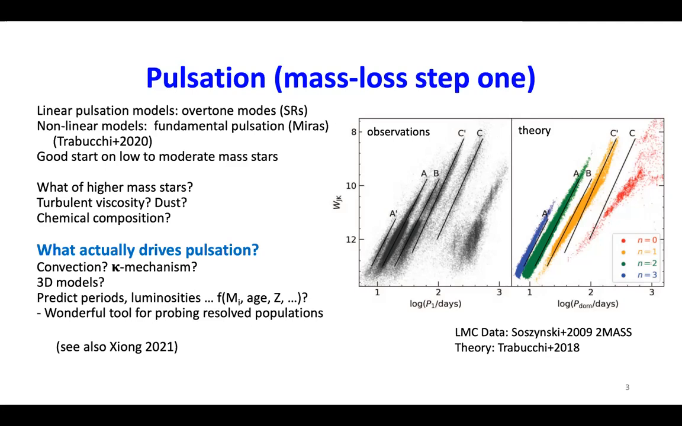I'm not illustrating that, it's a bit too complex. But this is a great start to understanding pulsation, particularly of low mass stars, that is, and those with moderate mass losses. But what about the higher mass stars? And what's the role of turbulent viscosity, dust, and chemical composition in this? And what actually drives pulsation? Is it convection? Can you get pulsation without convection? Does the kappa mechanism, so important in RR Lyrae and Cepheids, play any role at all? It would be wonderful if we could get to a stage where we could predict periods and luminosities as a function of age, metallicity, and so on. It would provide us with a wonderful tool for probing resolved stellar populations.